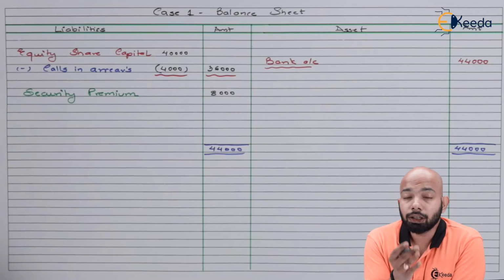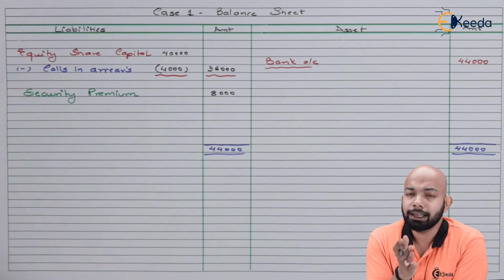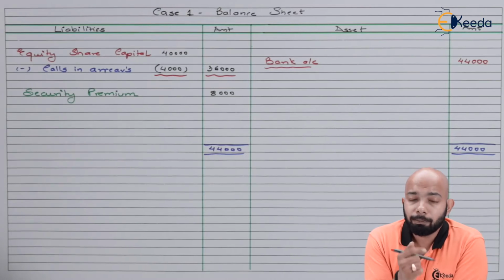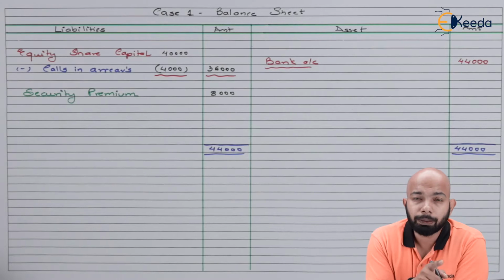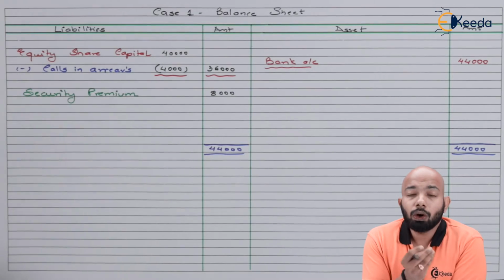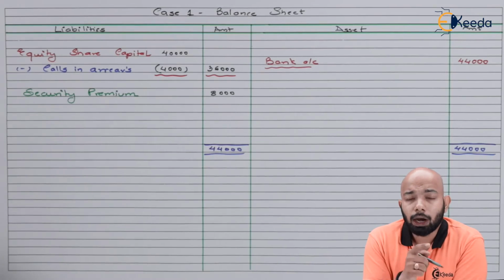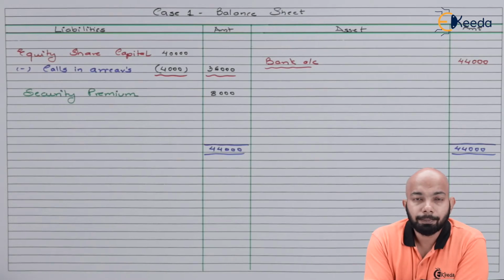Now that we have mentioned the balance sheet total of 44,000 for both asset and liability side, we figure out that in case 1, the balance sheet has been prepared, which has been tallied, and the journal entries have also been prepared, which was the simple sum of pro rata allotment itself. So calls in arrears we have already understood. Now let's go into case 2 and figure out what are the journal entries that we have to pass there.